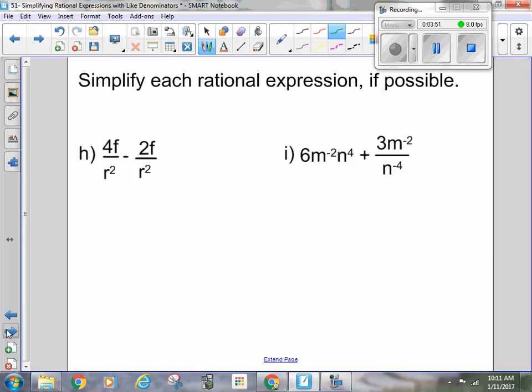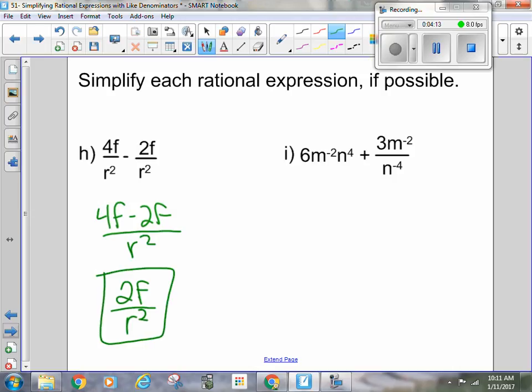Okay, so simplify a rational expression if possible. Now here we are looking at fractions, and we see that they have common denominators, so I can go ahead and simplify in the top. So I can take 4f minus 2f and put it all over r squared. And 4f minus 2f is going to leave me with 2f over r squared.